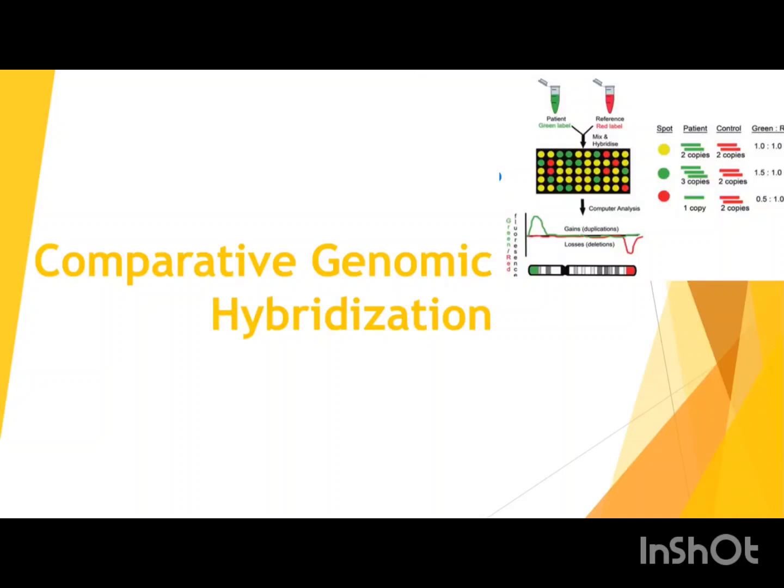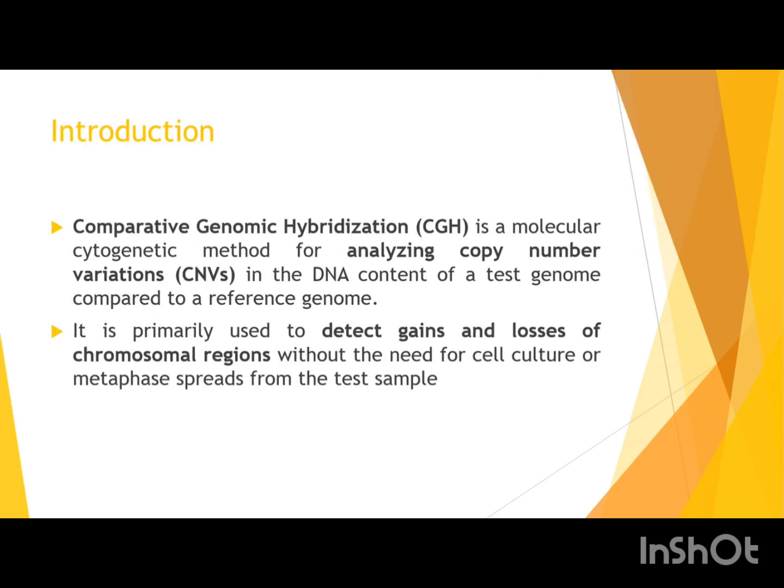Biology. Today's topic is comparative genome hybridization. So, what is comparative genome hybridization? If we look at the definitions, we'll find that it is made up of three words. Comparative means whenever we want to compare. Genomic comes from the DNA, and hybridization is a technique where we hybridize a fragment of nucleic acid with another nucleic acid. So it is comparative genomic hybridization.